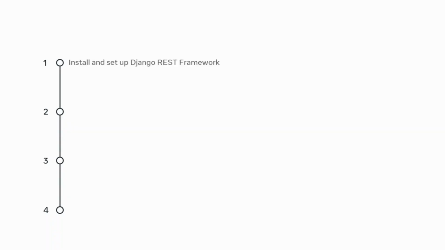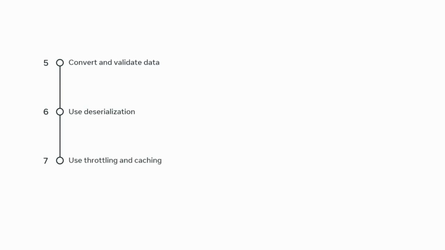Overall, after completing this week, you should be able to install and set up Django REST framework, use function and class-based views to create API endpoints efficiently, create a basic API using DRF, serialize database models using model serializers, convert and validate data using serialization, map user input to database models using deserialization, and use throttling and caching to optimize and protect your API. You should be proud of all the hard work you've done, and now you're ready to tackle the module quiz. Good luck.